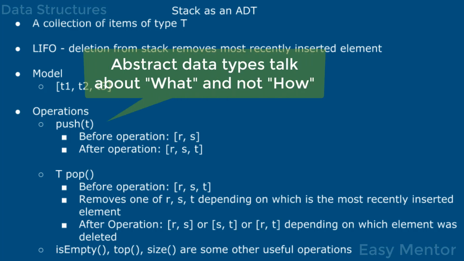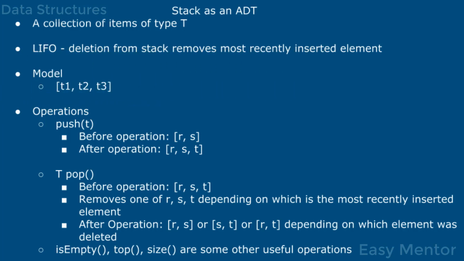Pop is also a similar operation, which basically removes an element from the stack. Again, given an example, if there are 3 elements in the stack and you call pop on it, the resultant stack will contain only 2 elements with one of the elements removed, and what element is removed depends on the insertion order of those elements. So if R was inserted last, that is removed, and the remaining elements are S and T, and analogously you can talk about the other possibilities. So these two are the main operations of the stack.